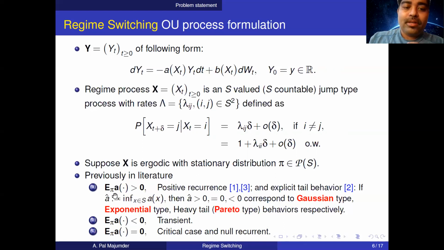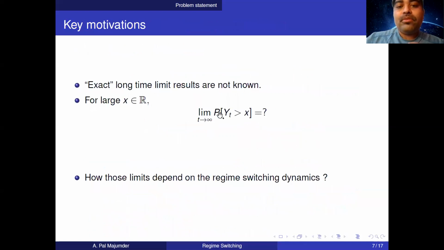If the expected drift under pi is positive, then this Y_t is stable or positive recurrent, and if it is strictly less than 0, then it is transient, and if it is equal to 0 in one dimension, then it is null recurrent. Also, in the stable case, the stationary distribution is not exactly characterized, but the tail behavior is well explicit. If the least value that a can have is positive, equal to 0, or negative, that corresponds to the stationary distribution having a Gaussian type tail, exponential type tail, or heavy tail like Pareto type. So these are the things that are in the literature.